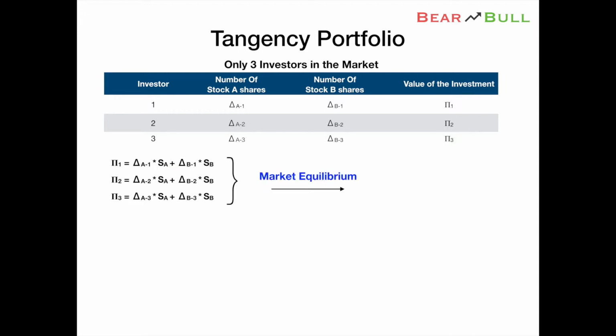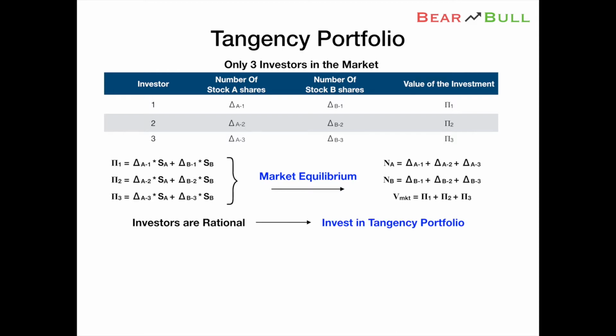If we assume market equilibrium, meaning investors have bought and sold whatever they wanted to buy and sell, and that supply equals total demand, there's nothing left over in this market. We can say that the total number of shares for company A is equal to the sum of shares that each individual investor has for company A. The same is true for company B. And we can also say that the total value of the market equals the sum of each individual investor's investment in this market.